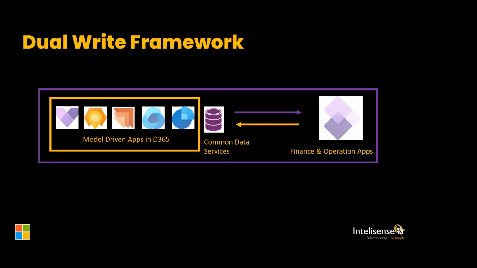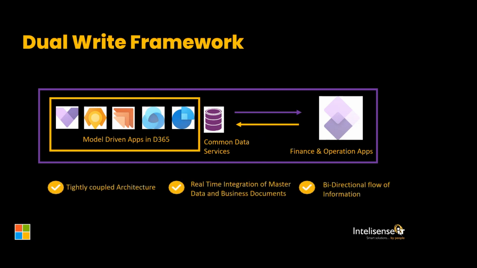Dual write is an out-of-box infrastructure that provides near real-time interaction between customer engagement apps and the finance and operation apps. Dual write provides tightly coupled bidirectional integration between finance and operation apps and the Dataverse apps such as sales, marketing, customer service, and so on. Any data change in the finance and operations apps will be reflected in the Dataverse with the help of common data services and vice versa. This automated data flow provides an integrated user experience across the applications.